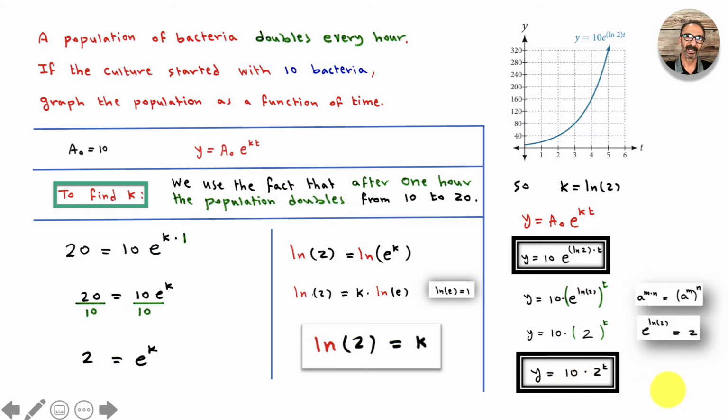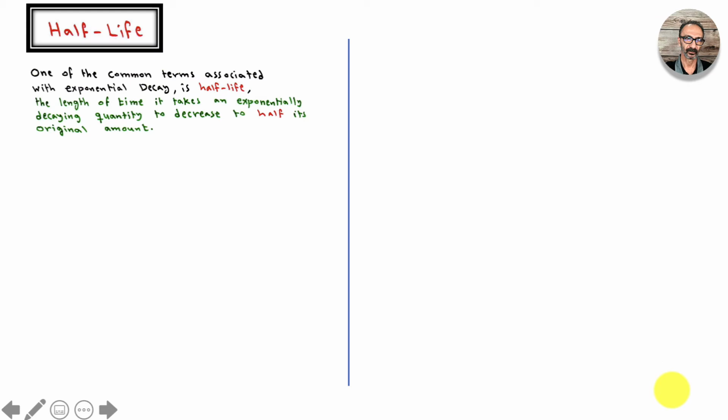Let's talk about half-life. One of the common terms associated with exponential decay is called half-life, like caffeine and so on. When we take vitamins or medicine, it doesn't stay in the system forever, and it doesn't decrease in amount linearly. It decreases exponentially, as a decay function.